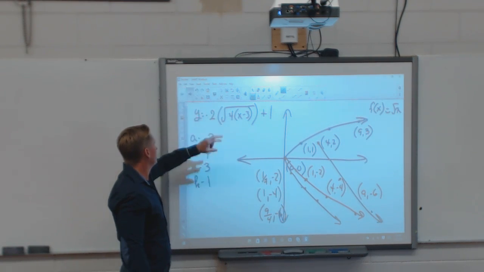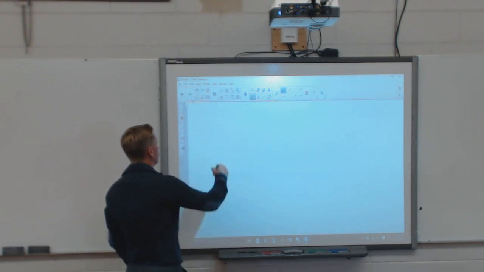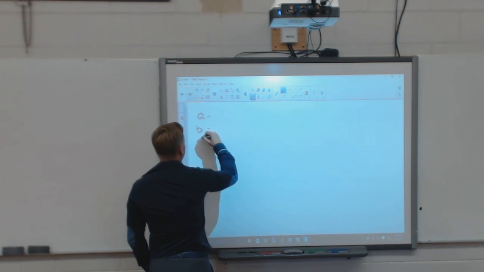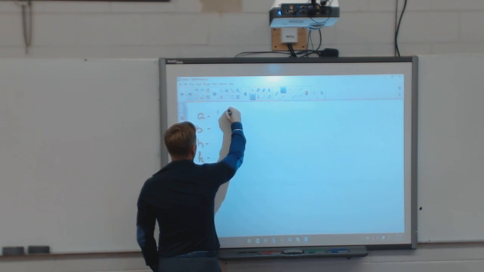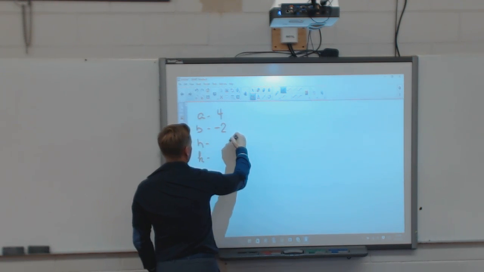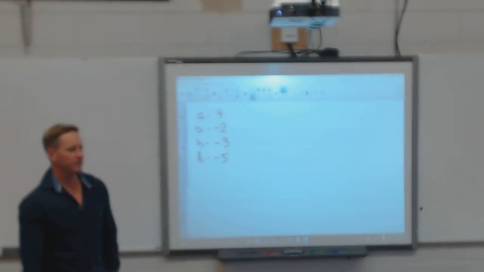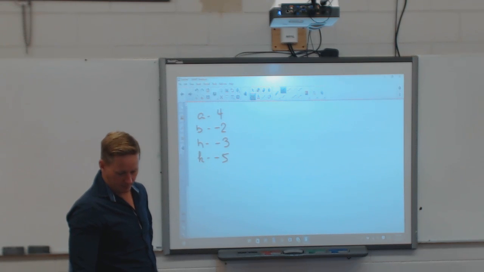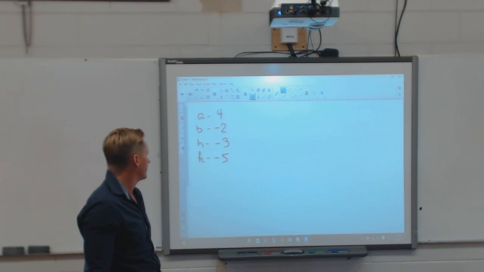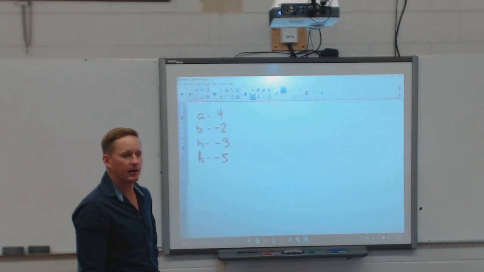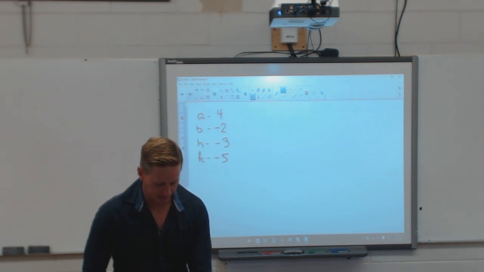Okay, so look at example 2. On example 2, give me A, B, H, and K. A is 4, B is -2, H is -3, K is -5. All right. So what am I doing? Multiply all your y values by 4. Divide my x values by -2. Left 3, down 5, done. It's not that complicated, is it? Okay, done with that so far.